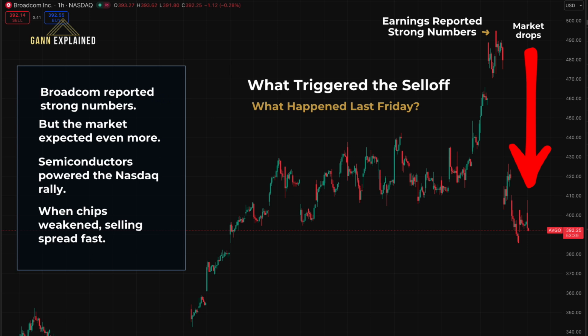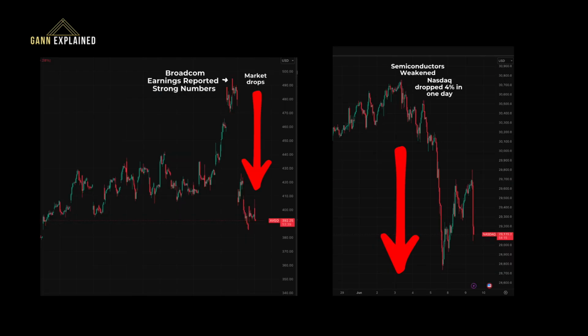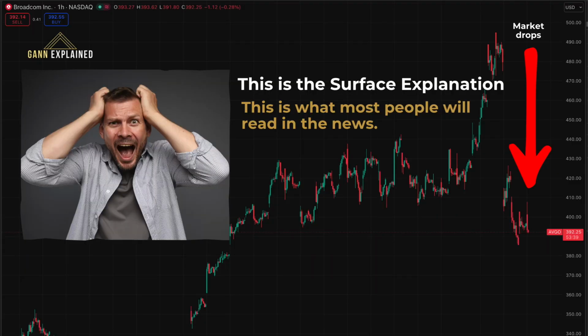So first, what happened last Friday? Broadcom reported strong numbers, but the market wanted more. Expectations were already extremely high. When Broadcom failed to meet those expectations, semiconductor stocks sold off sharply. And because semiconductors had been one of the strongest engines behind the Nasdaq rally, the selling spread quickly across the market. That is the surface explanation. That is what most people will read in the news.